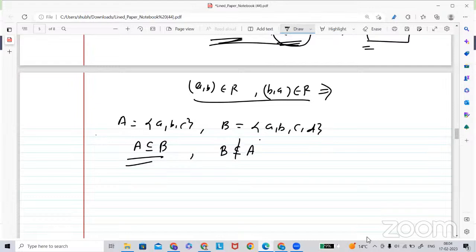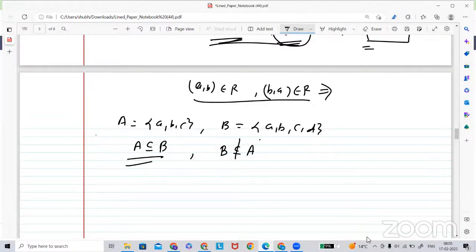You can see here that in the B set there is an extra element D. So when we make the Cartesian product, it will have A comma D and D comma A as well. But when we check the relation, A comma D will be there in the relation, but D comma A will not be there. I'm talking about the Cartesian product, not the relation right now.